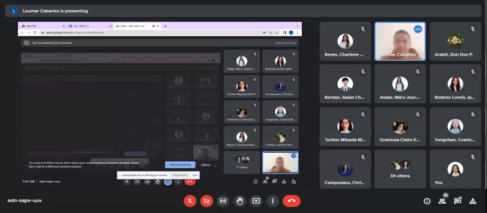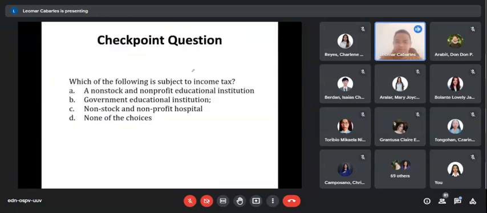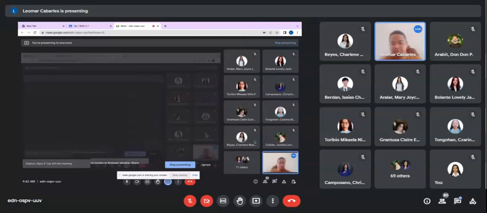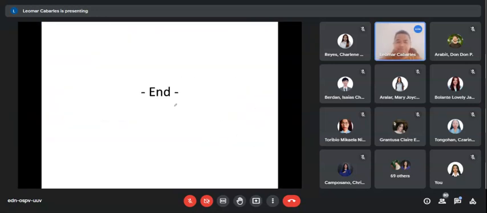authorizing your exemption. Okay? So, what's your answer to the last checkpoint question? Alin dito ang subject to tax? The answer is letter C. Non-stock, non-profit hospital is a special corporation. Subject to 10%, di ba? Or right now, it's 1%, but hanggang June 30 next year lang yung 1%.